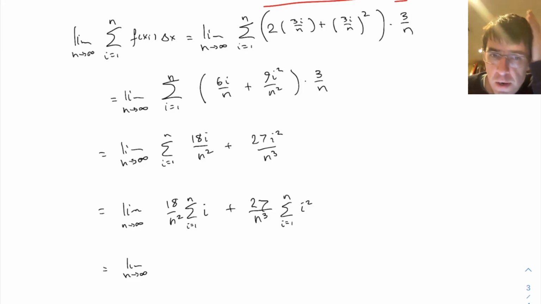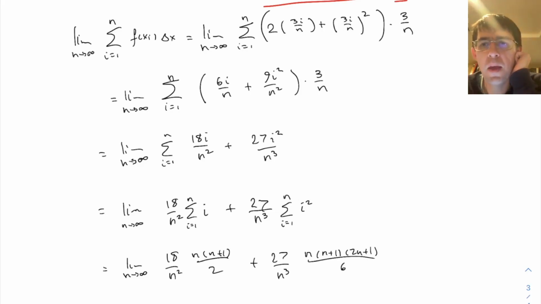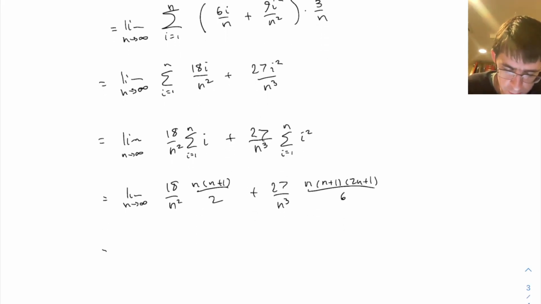The first one there you need to remember. The sum of i is n times n plus 1 over 2. And the second one there, you should look on the paper that I'm going to give you, or you can remember it. It's n times n plus 1 times 2n plus 1 over 6. And finally, we take the limit, and I hope we're going to get 18. Remember, that's supposed to be the answer.